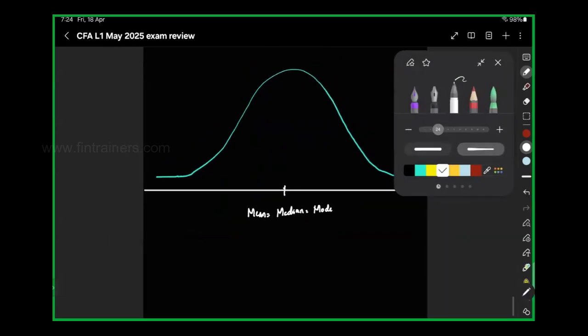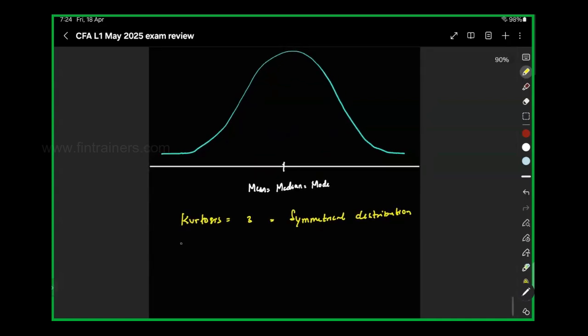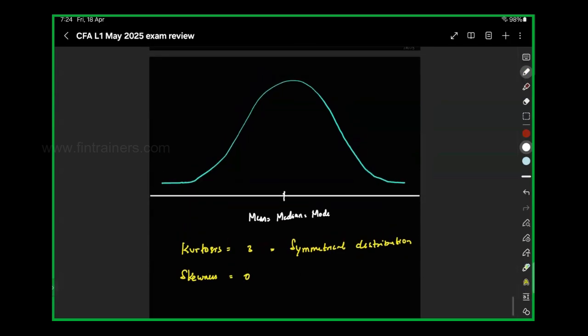Kurtosis measures the peakiness, or how long the tail is. So the kurtosis value is 3. This is for any symmetrical distribution, but obviously that's true for the normal distribution as well, and your skewness is 0. If the kurtosis is 3, anything above 3 has a higher peak, right? So if I have something like a taller one, you have a longer tail and a higher peak, but you don't have as much in the center. There's not much distribution happening in the center.